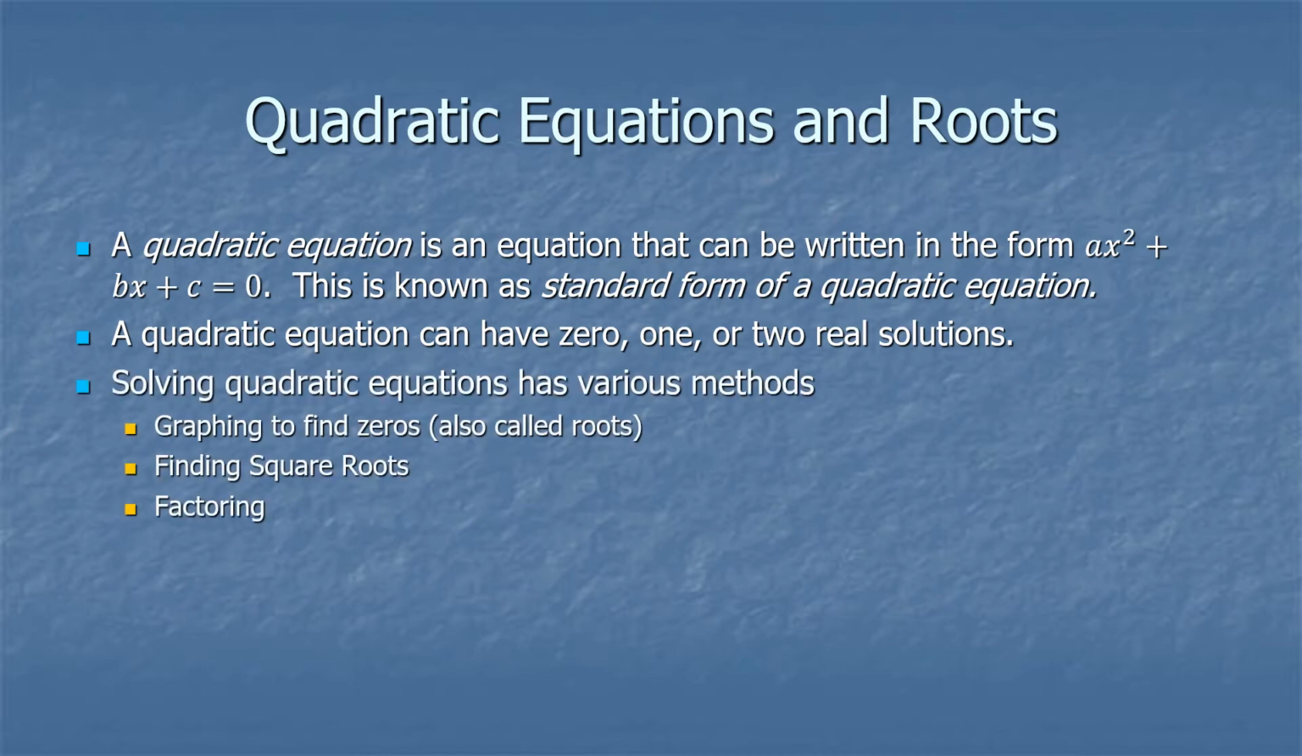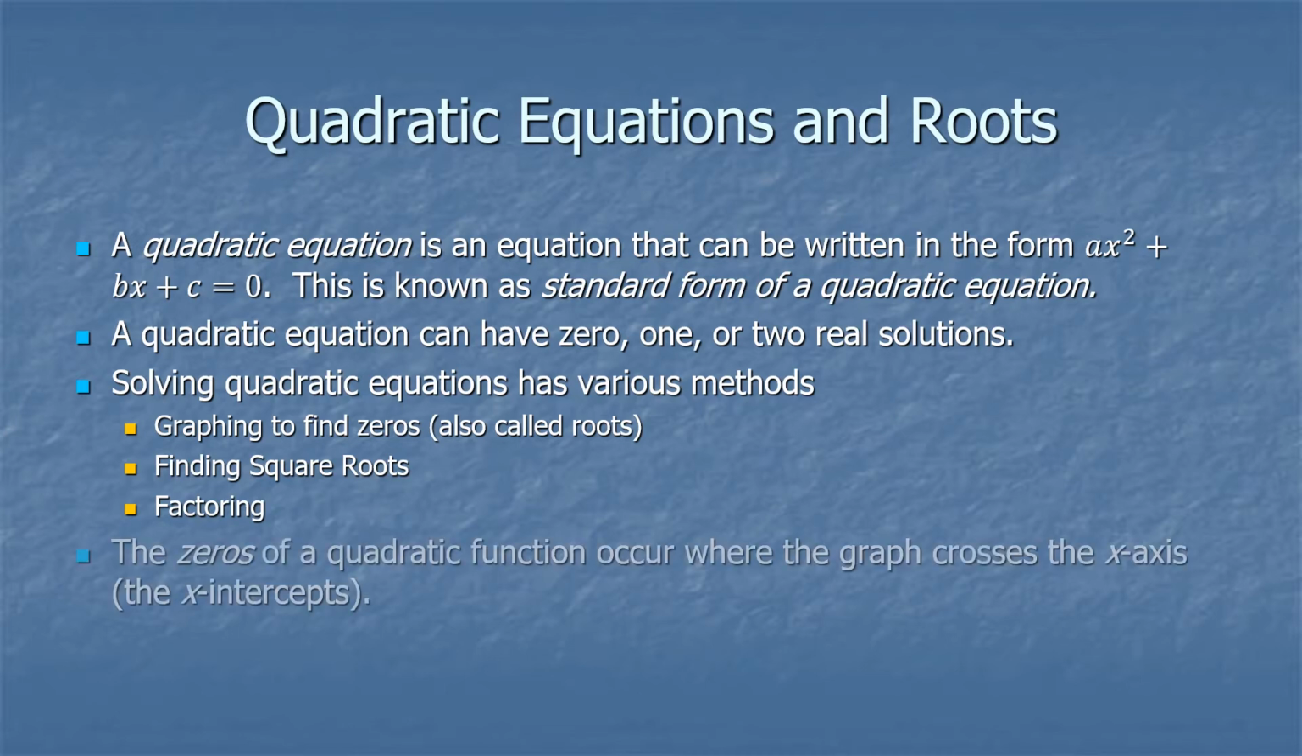There are several different ways to solve quadratic equations. The three that we will examine in this course are the graphing method to find the roots or zeros of the function, finding square roots, and the most common way, factoring. A reminder to you that the zeros of a quadratic function occur where the graph crosses the x-axis, i.e., the x-intercepts.